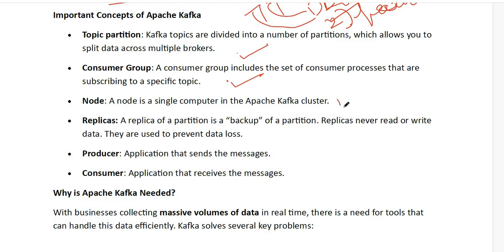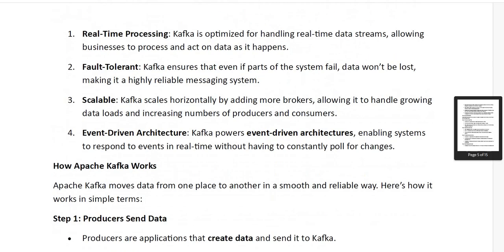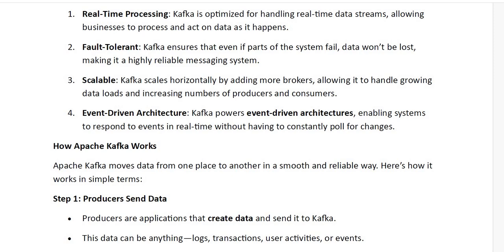What is a node? A node is a single computer in Apache Kafka. And a replica of a partition is a backup of the partition. Replicas never read or write data. We use them to prevent data loss. And what is a producer? It sends the messages. A consumer receives the messages, right? And the next one, what we are going to see is why Apache Kafka is needed.